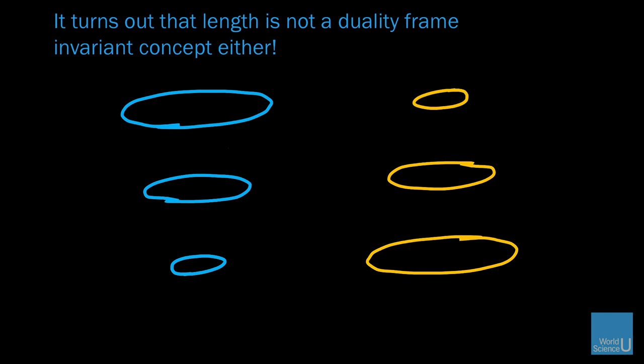But it turns out that length is not a duality invariant concept in string theory. In particular, you can imagine having a circle of some radius r and another circle of radius 1 over r. So when this circle is big, the other one is small, and vice versa. You can reverse the roles. They look very different in Einstein's theory. In one of them, if you send the light around, it takes a long time to come back, and in the other, the light takes a short time to come back.